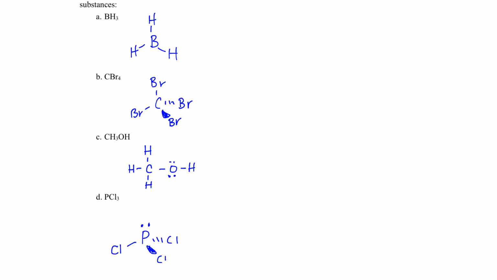Mg, a single element, so we can't really draw a Lewis structure for that one either. And then last but not least, we have HF, which would look like that. Okay, so we have our Lewis structures.